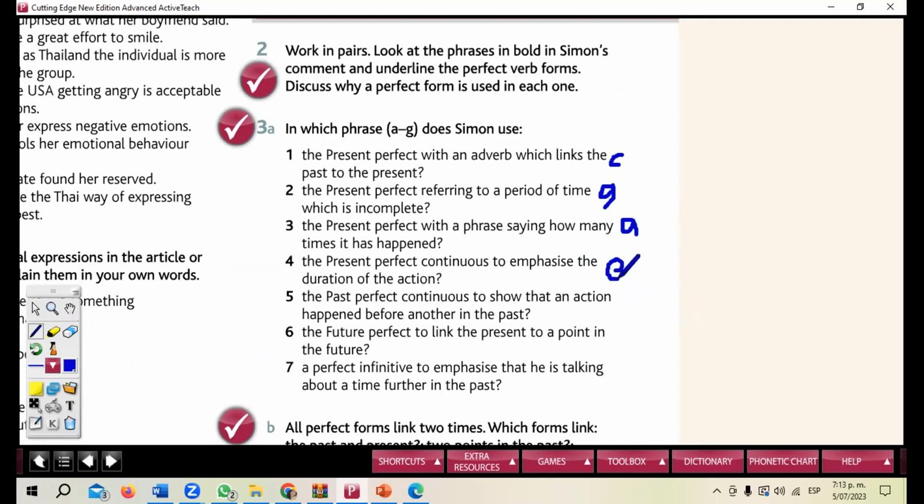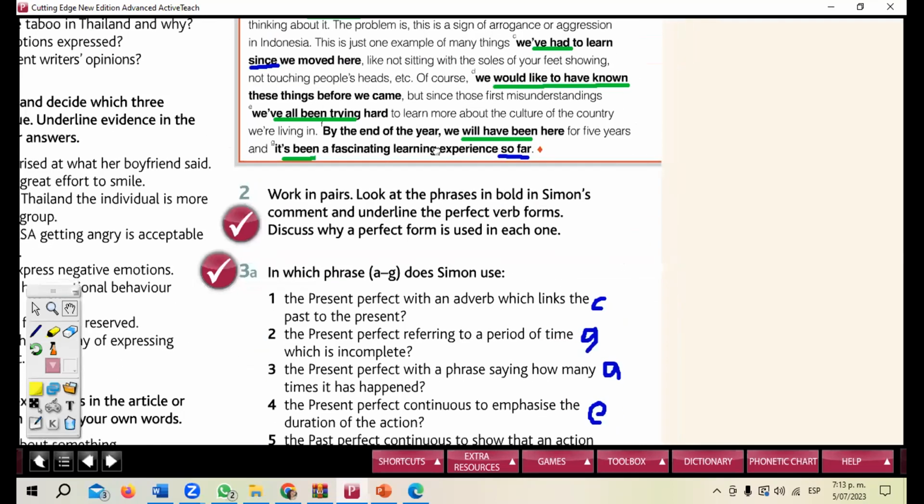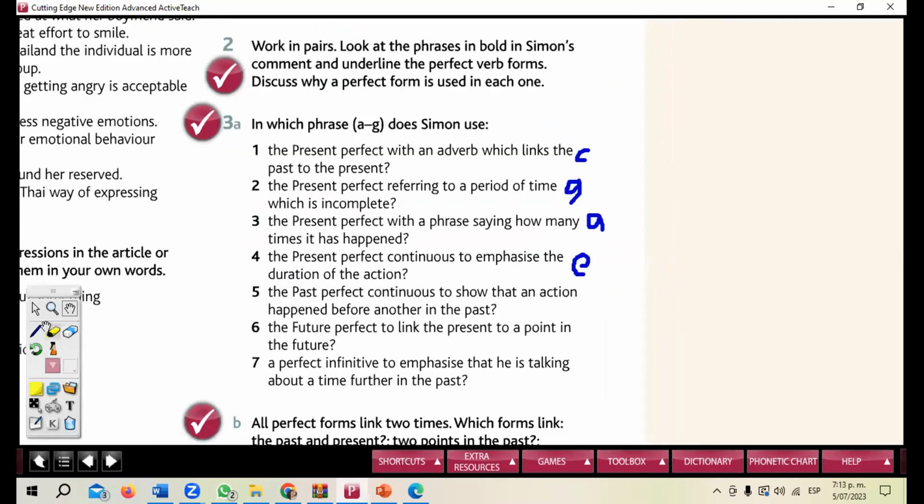Okay, number 5. The past perfect continuous to show that an action happened before another in the past. This is B. B, of course. I had been standing with my hands on my hips. This showed that one happened before another one in the past.